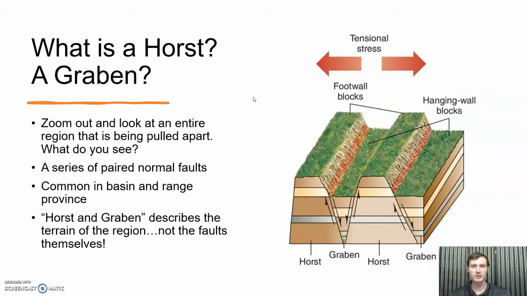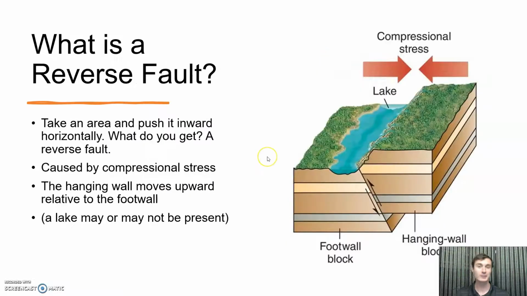Now, you imagine we're pulling apart an entire region, a whole area of the Earth, and you zoom out and look at the landscape. What does it look like? You'll see this alternating pattern of what are called horsts and grabens, German words here. So you have the horst kind of horsted up, grabens being sunk down, alternating across the landscape. Importantly, these are a series of normal faults. You look, each one is a normal fault, and this is very common in the Basin and Range province of the United States.